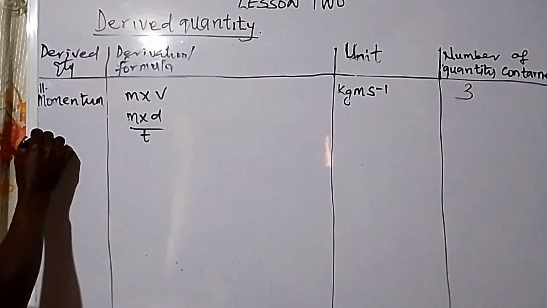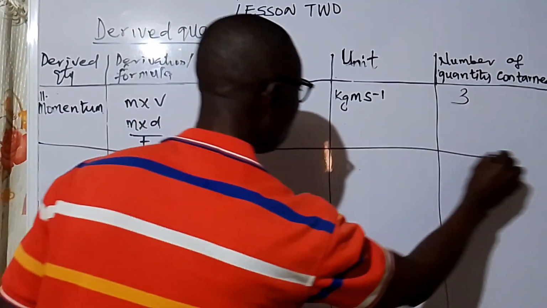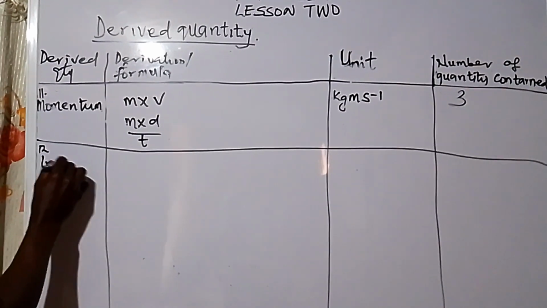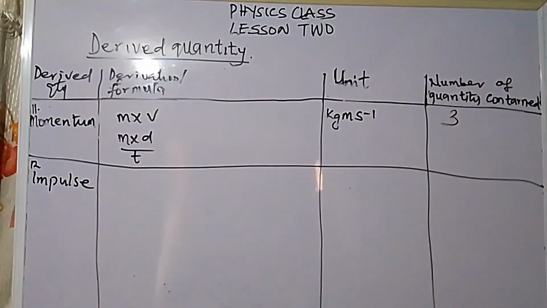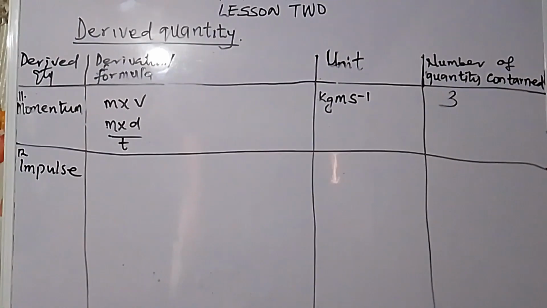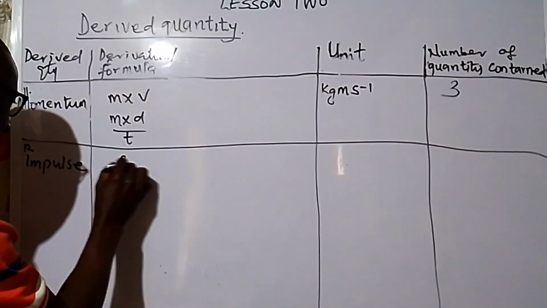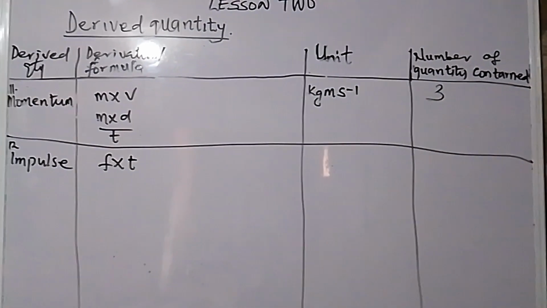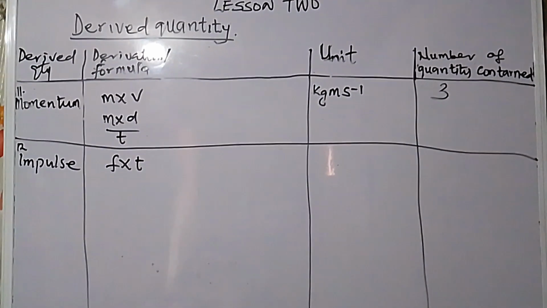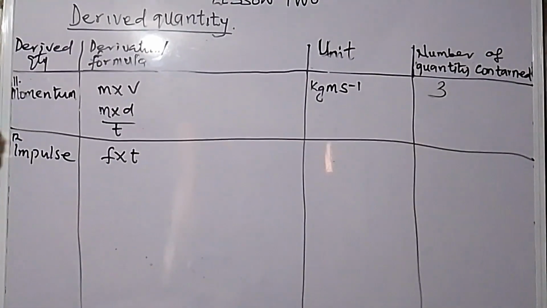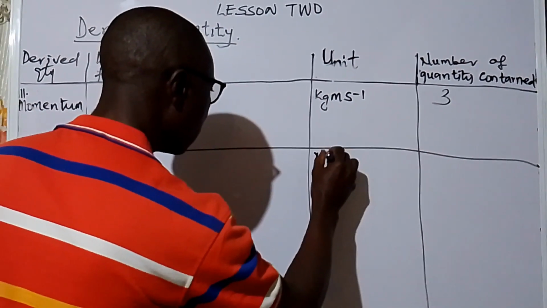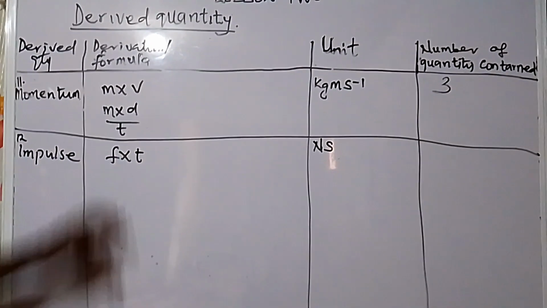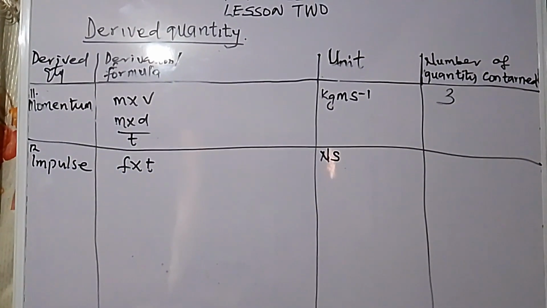Let's take another example. The next example will be number 12, which is impulse. Impulse, the formula is force multiplied by time taken. Now, from the formula on the board, the first unit will be Newton seconds. Newton for force, second for time.